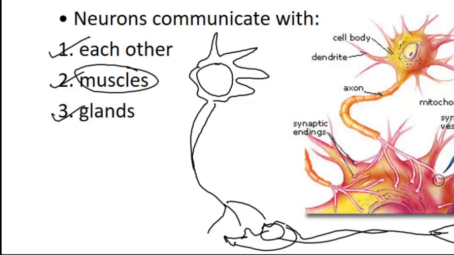If you look at this picture, you see the dendron of one neuron interacts with the axon of the other. While if you look at the interaction of a neuron and a muscle, you see there is a space between the neuron and muscle where the neuron interacts with it. Similarly in case of glands as well.